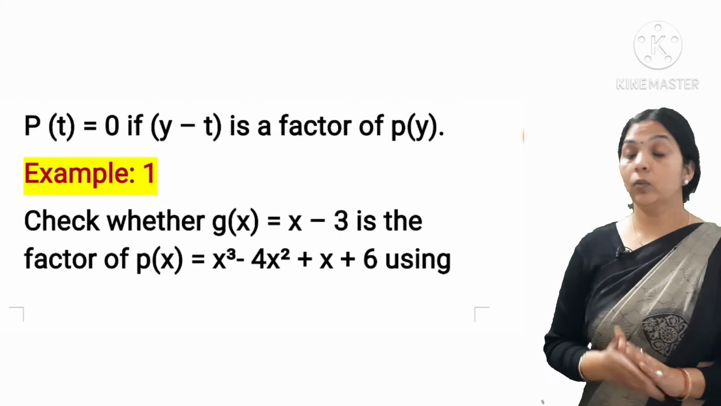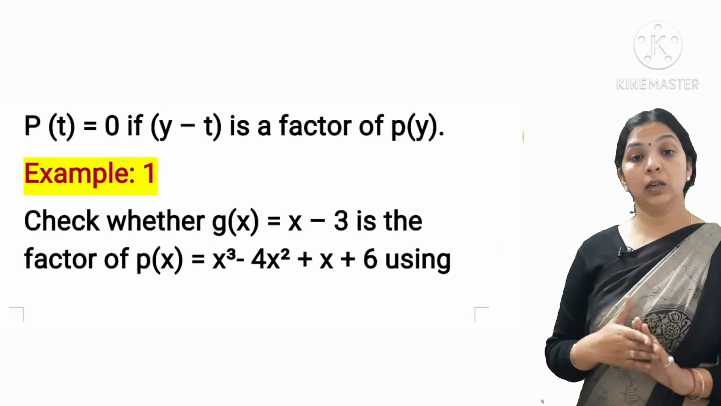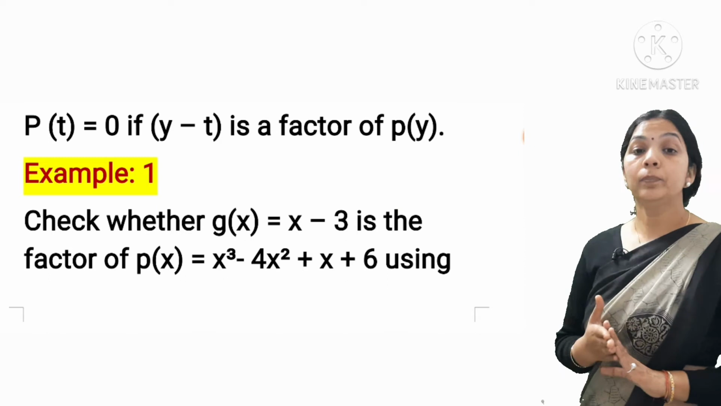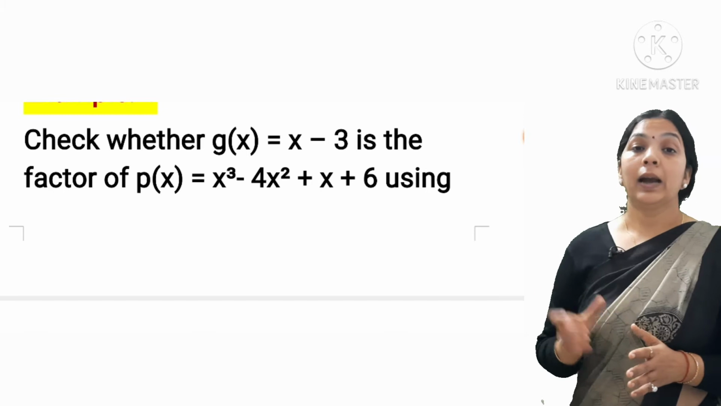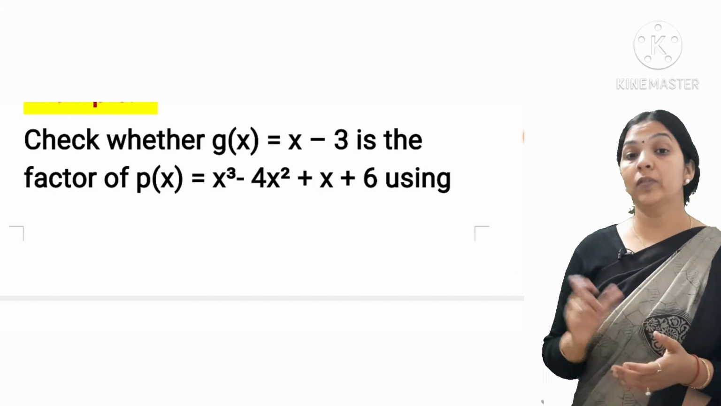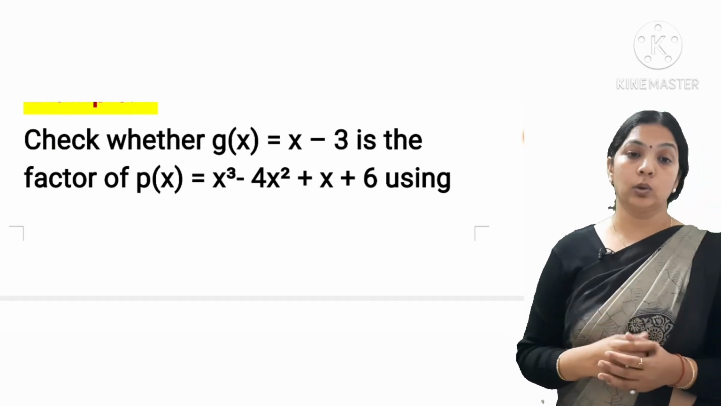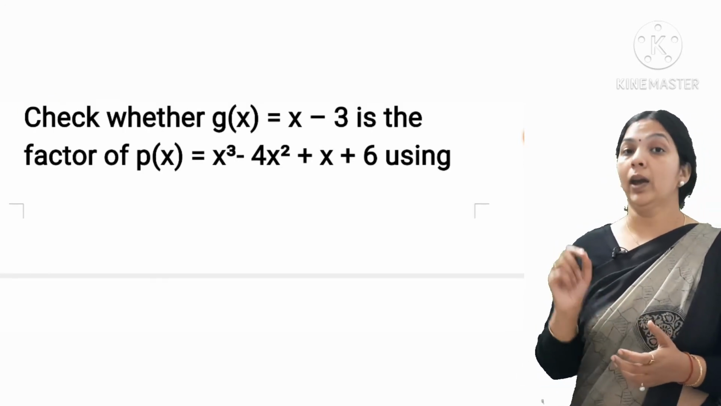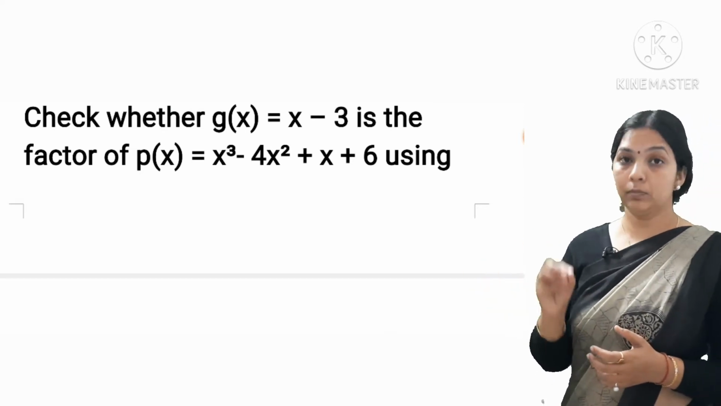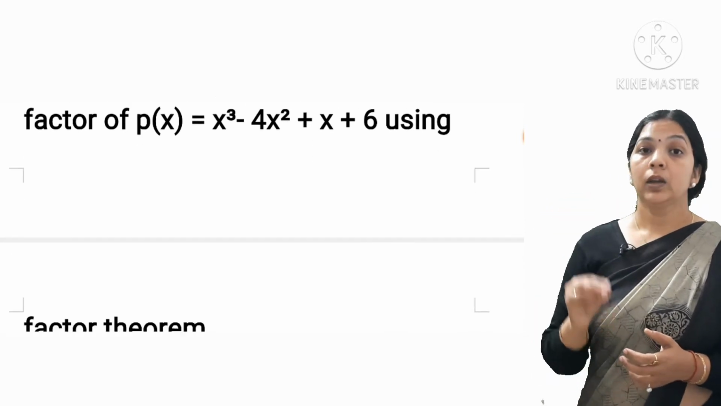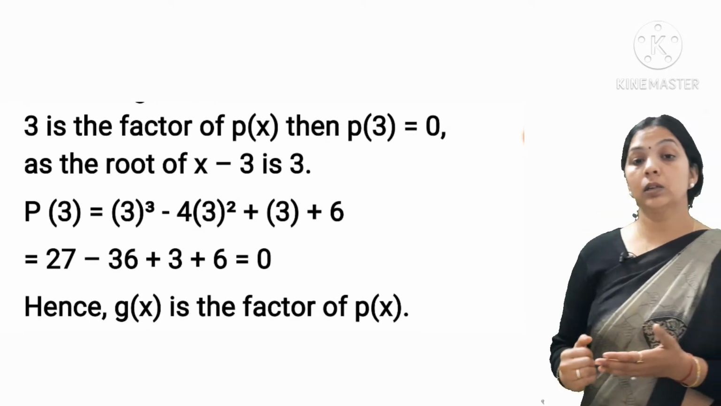Now we have to check whether g(x) equal to x minus 3 is a factor of p(x) equal to x cube minus 4x square plus x plus 6. So a polynomial is given to us, and the polynomial g(x) is given to us. We have to check whether g(x) is a factor of p(x) or not. For this we can use the factor theorem. According to the factor theorem, if x minus 3 is a factor of p(x), then p(3) is equal to 0. That means if we replace x with 3, then it would result in 0.